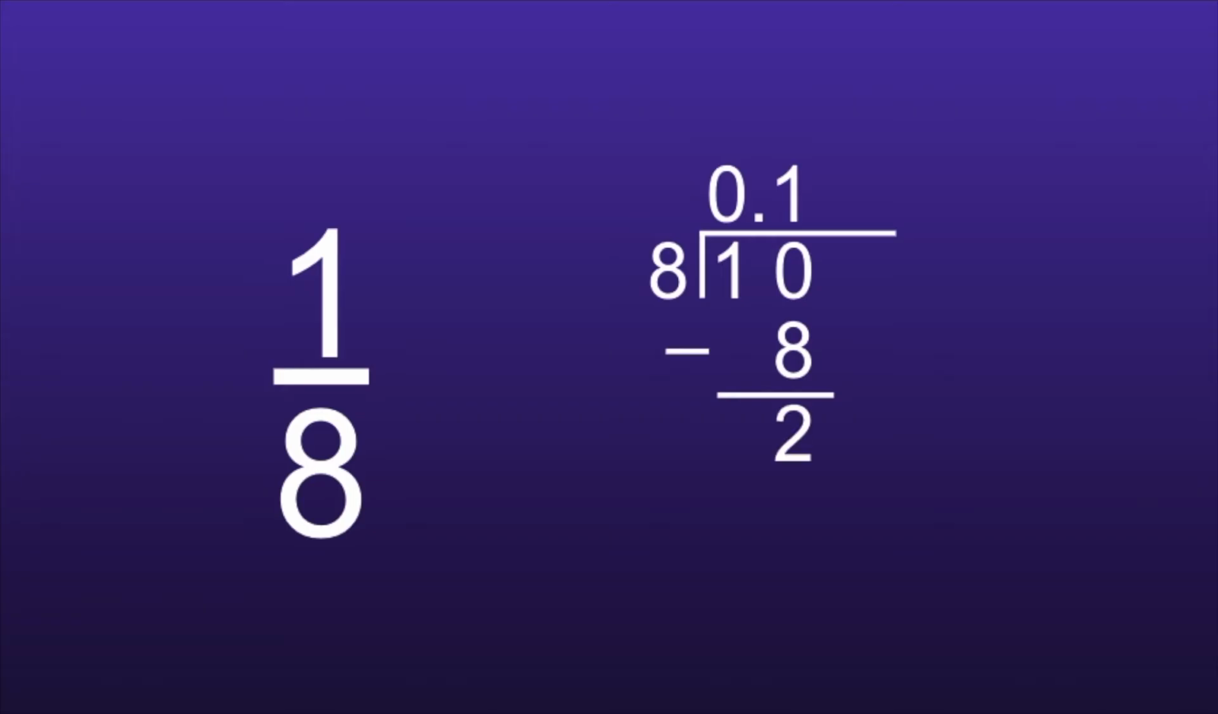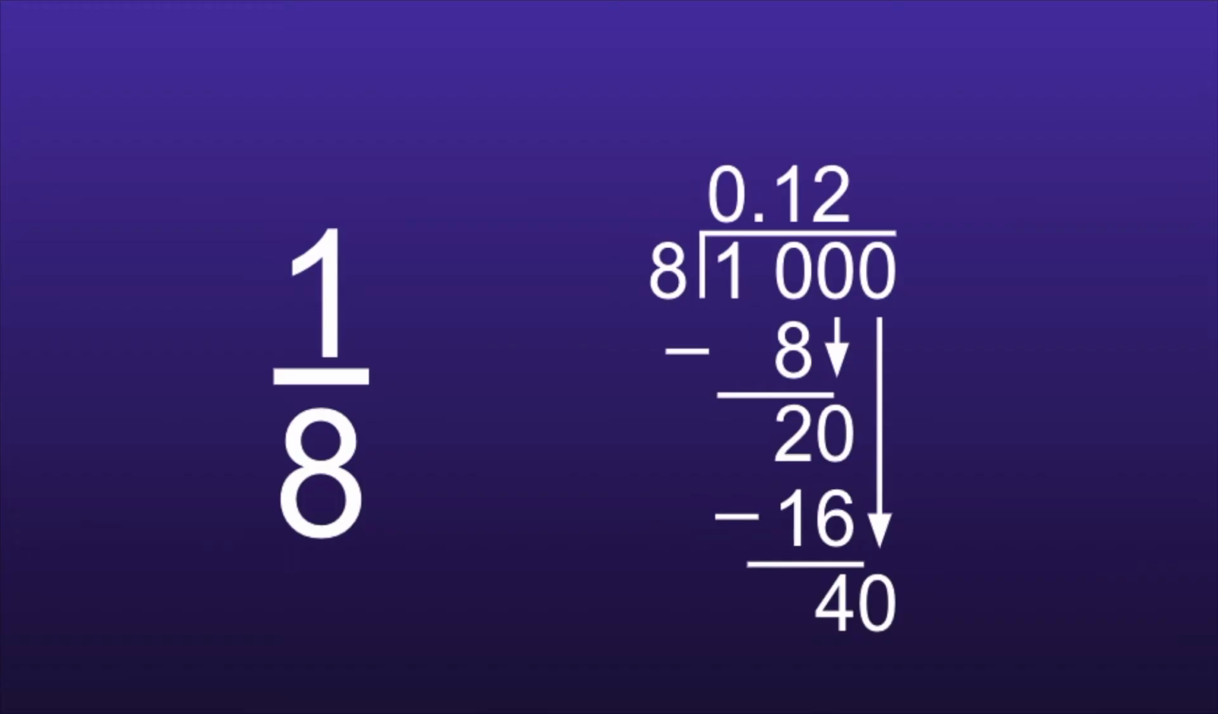Next, we ask ourselves, how many times does 8 go into 2? Well, it doesn't, so we have to bring down another one of those zeros. Now, how many times does 8 go into 20? 8 goes into 20 two times, and 8 times 2 is equal to 16. 20 minus 16 is equal to 4. How many times does 8 go into 4? Well, it doesn't. So what do we have to do? If you were thinking bring down another zero, you're exactly correct.